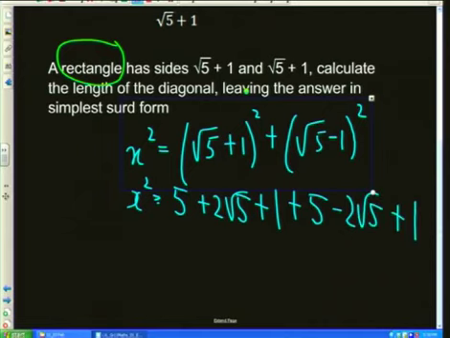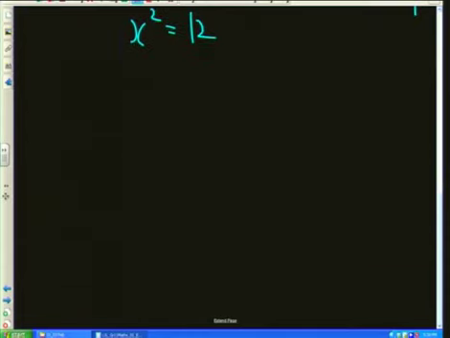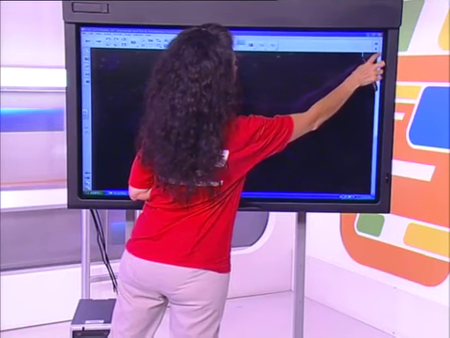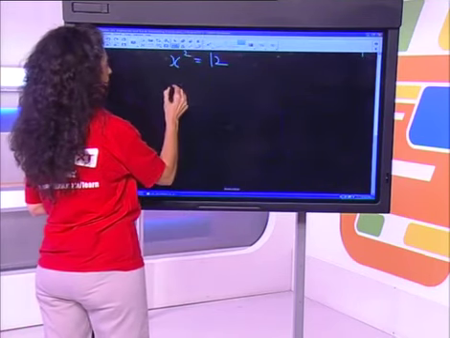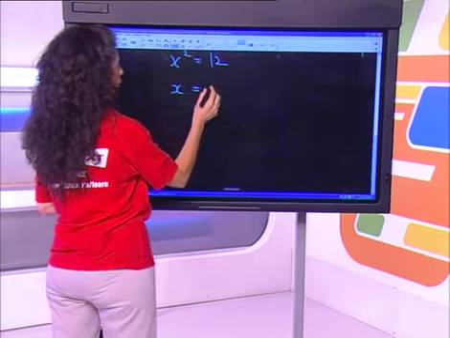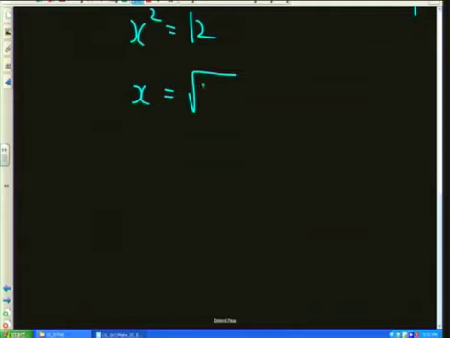So we have a 2 root 5 minus a 2 root 5, which is 0. And we've got a 5 and a 1, which is 6. So x squared is 12. Let's just get our work back. Okay. X squared is 12. So x is equal to the square root of 12.